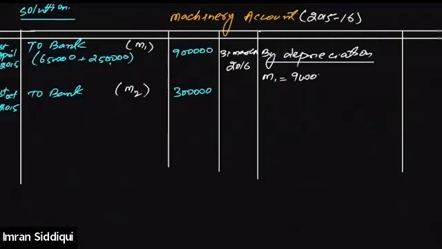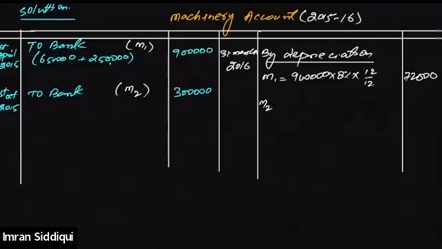9 lakh into depreciation rate of 8% per annum. And we'll charge depreciation for the entire year, that means 12 months by 12. Is that clear? Then 8% of 9 lakh is how much? Is it 72,000, everyone?